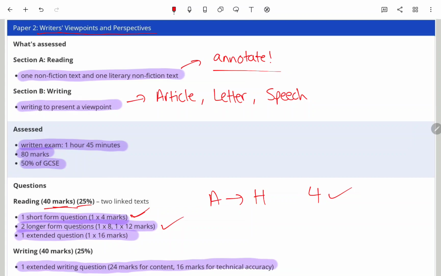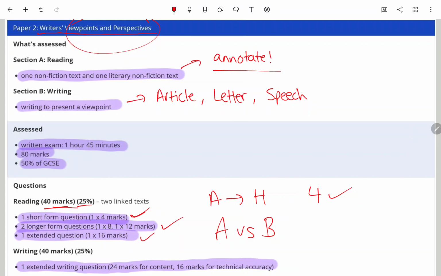And finally, the last question for your reading is the extended question, which is worth 16 marks. And this is the question where you are comparing source A, okay, versus source B. So what you're comparing here is their viewpoints and perspectives. So what is the writer's viewpoints and perspectives in source A? And you compare and contrast with the writer in source B.